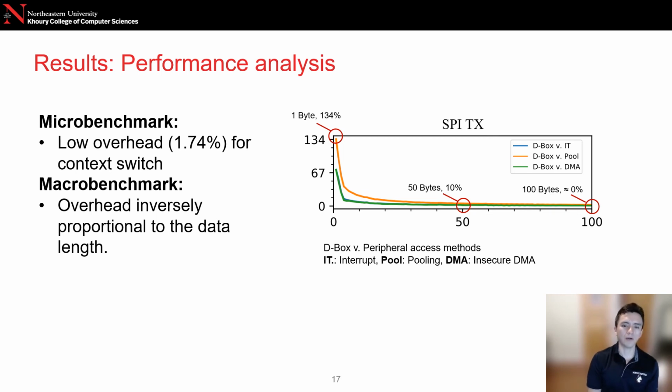For example, here in this figure for the SPI transmission, we observe that for 1 byte the overhead is 134%, but for the same operation for 50 bytes the overhead is 10%, and for 100 bytes the overhead is almost 0%. This is an expected result because DMA is meant to transmit high throughput data streams. So if we use DMA for that particular operation, then the overhead is negligible.